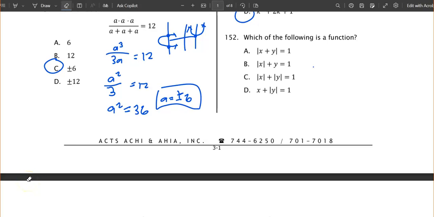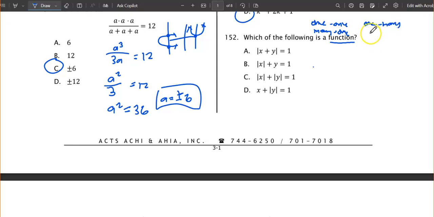Which of the following is a function? So you are given absolute values here. But before that, let's try to recall that a function can be 1 to 1. It could be many to 1, but it is not 1 to many.